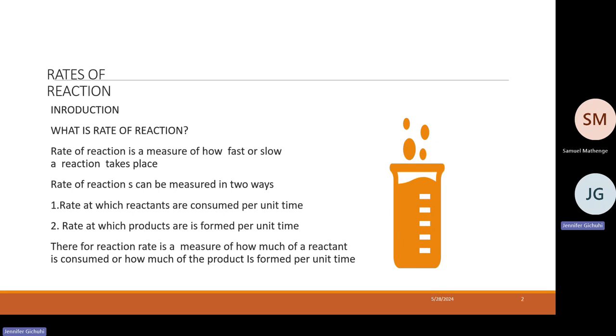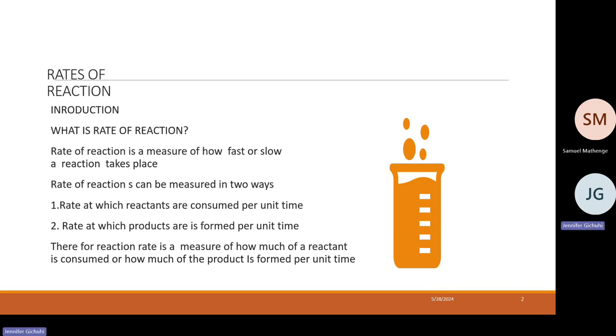So in every chemical reaction, we'll always have reactants and products. The products will start at zero because at the beginning, we only have reactants alone. As the reaction proceeds, we note that our products will continue increasing. But the reactants at the beginning of a reaction are always at 100%. As the reaction proceeds, the reactants will continue decreasing.